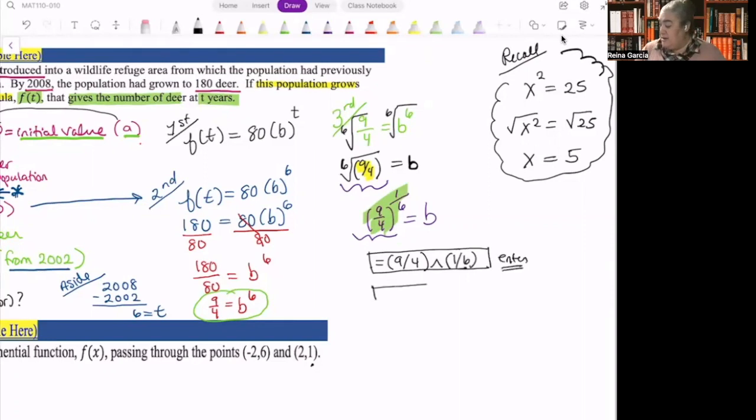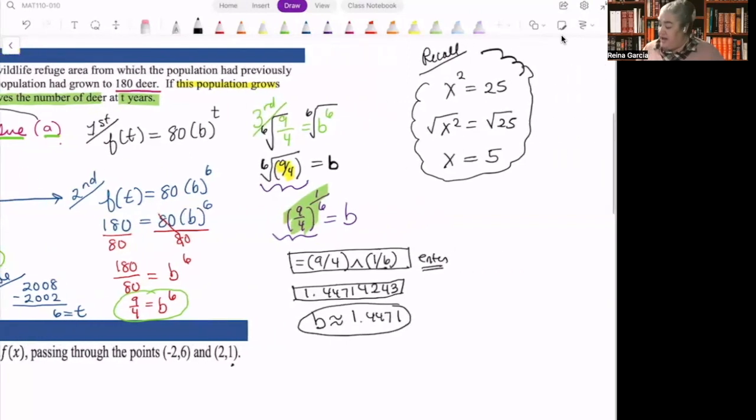Excel tells you that this is equal to approximately 1.44714243. And that is basically what b is equal to. So we're going to say that b approximately equals, and we're going to round it to 4 places, 1.4471. And now we have a b.